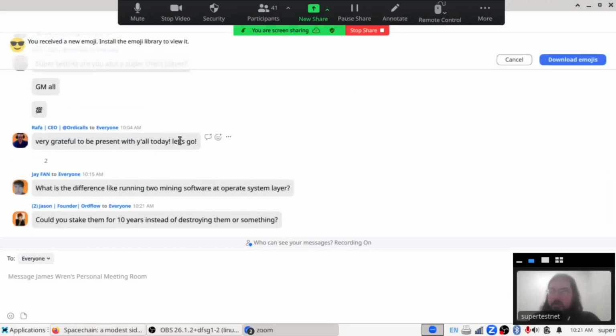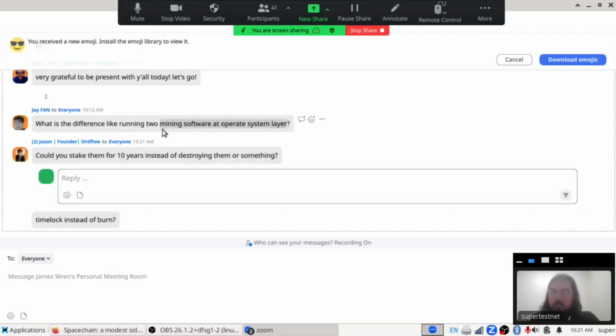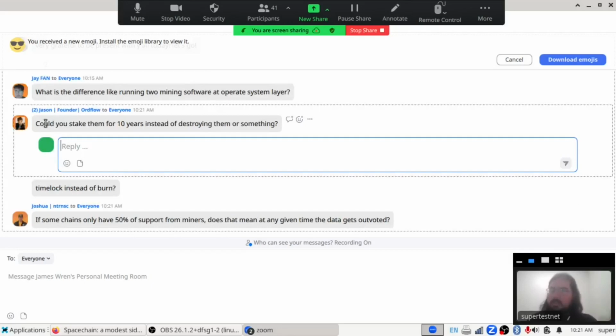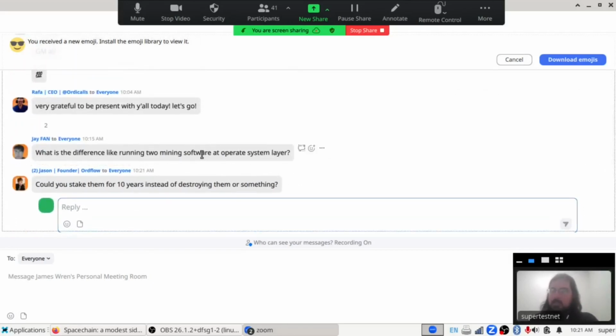Yeah, me too. What is the difference like running 2 mining software at operating system layer? I'm not quite clear what your question is. I think the thing that comes to mind is, are you asking, is it hard for your computer to run 2 mining software? It probably would be, but with this you're not running 2 mining software.